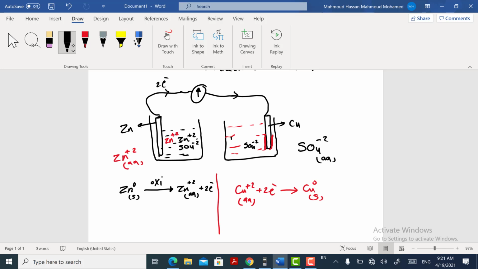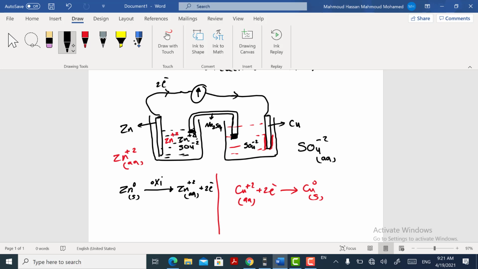Daniell added the salt bridge. The salt bridge is a glass container that takes the shape of a U-tube. It contains a salt solution of sodium sulfate. Sodium sulfate in aqueous solution dissociates into sodium ion and sulfate ion.